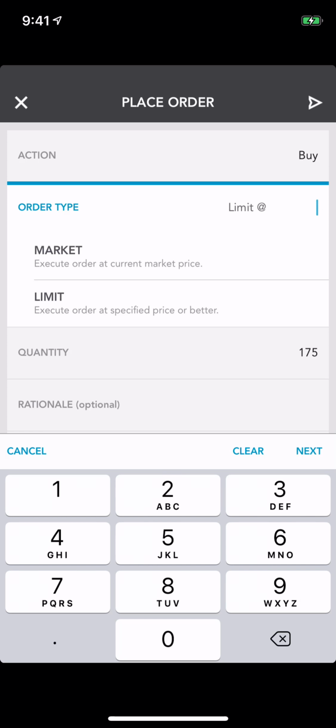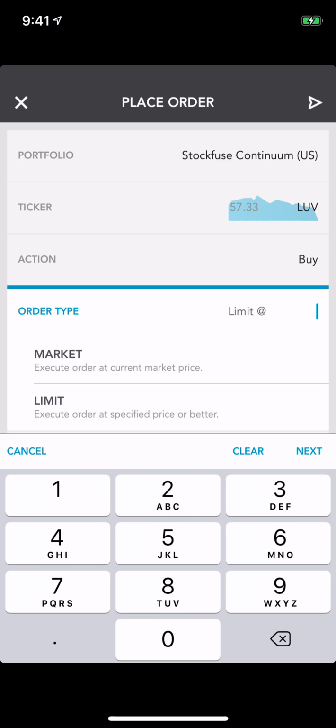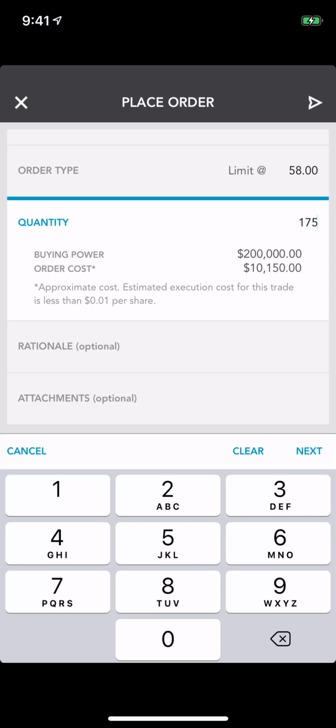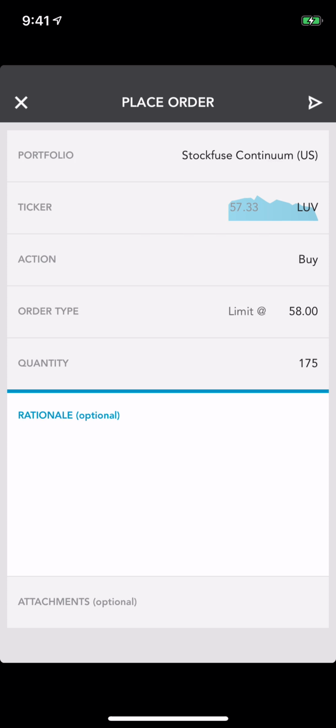Oh, limit at. It's not very visible, but you see that flashing little blue line right in the middle next to limit. It's saying I want to limit this at. So I'm going to put $58 because I don't want to pay much more than that. Hopefully if it opens at $55, I'll get it at that. But if the stock opens at $59, this trade will not execute. So I'm going to say next. And bam, it's $10,000. Next. And I think I hit this button up at the very top next to place order.